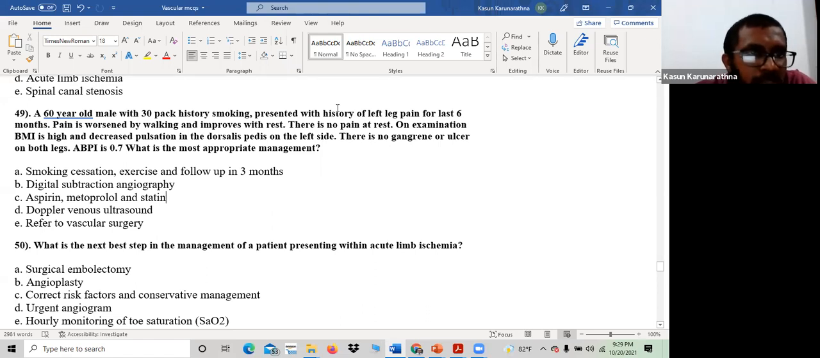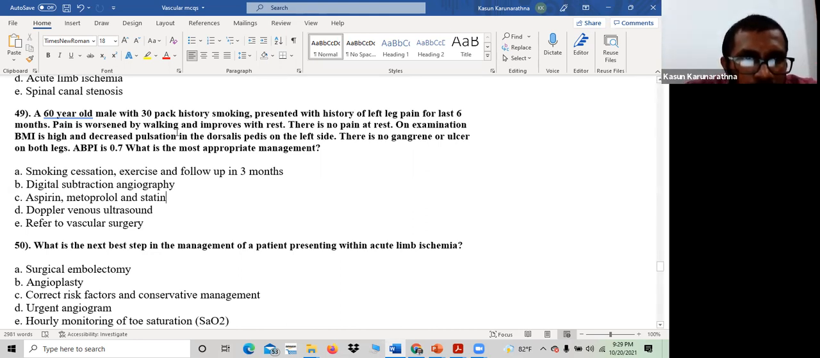On examination, BMI is high and decreased pulsation. You can't comment as decreased pulsation. It is either palpable or non-palpable, right? That is how you comment in your clinical examination. You can't say the pulses are diminished when you examine. Either you can feel pulses or you can't. You can comment on the character of the pulse, low volume or high volume. Decreased pulsation is wrong terminology.